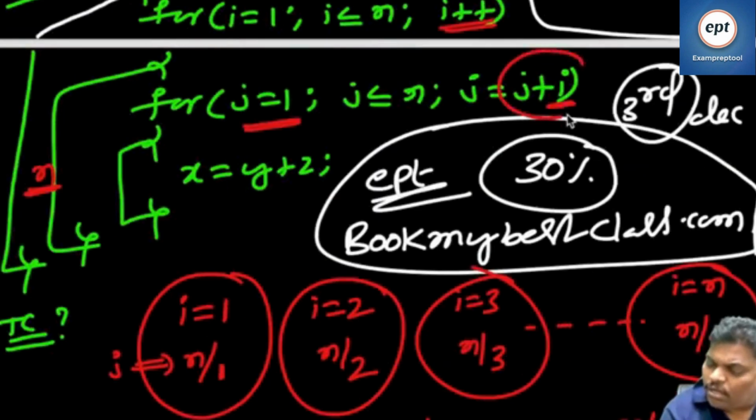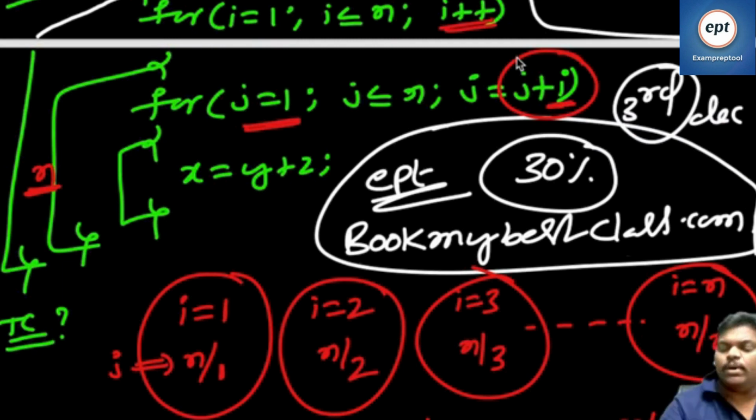If the j loop is always adding 10, it is n by 10. If j loop is always adding 5, n by 5. If j loop is always adding i, n by i. The j loop runs n by i times. How many times does the j loop run? What is the i value? If i value is 5, j loop is n by 5. If i value is 25, j loop is n by 25.